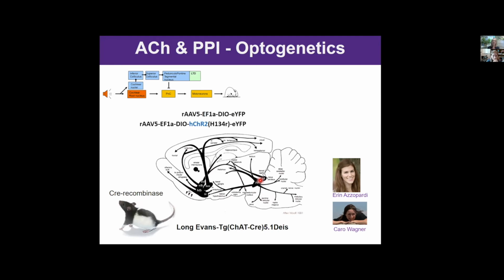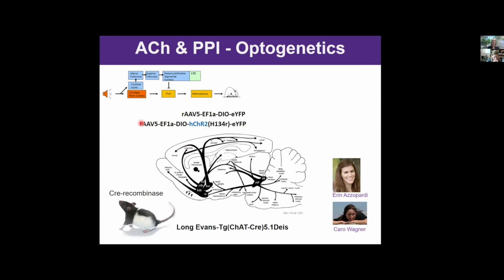Then they injected a virus into the PPT of these rats. It's an adeno-associated virus that has a very ubiquitous promoter, so all neurons express this promoter, elongation factor 1. It also contains a channelrhodopsin, which is a light-sensitive ion channel that depolarizes the neuron when activated by light. It is tagged with a yellow fluorescent protein so that we can see which neurons are actually expressing our construct.